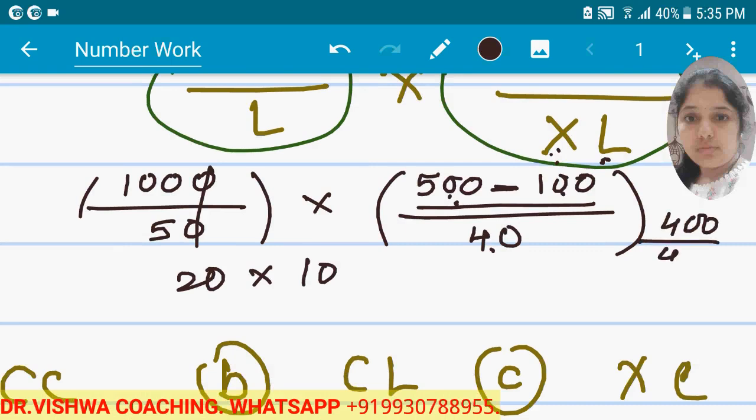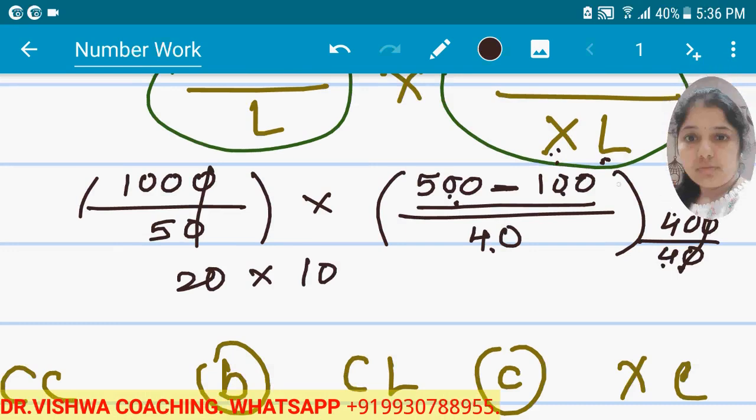400 divided by 40, 0 will get cancelled, 4 ones are 4 and 0 fours are 0, so 10. Okay, so 20 multiplied by 10 means what? 200.